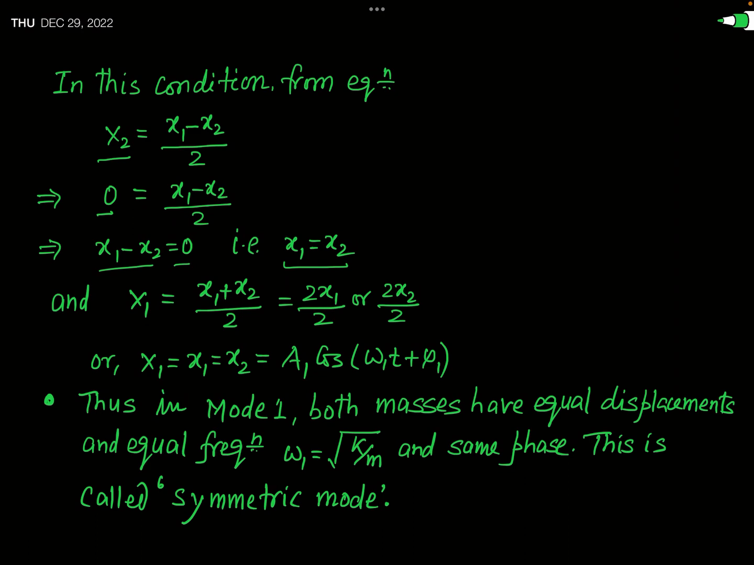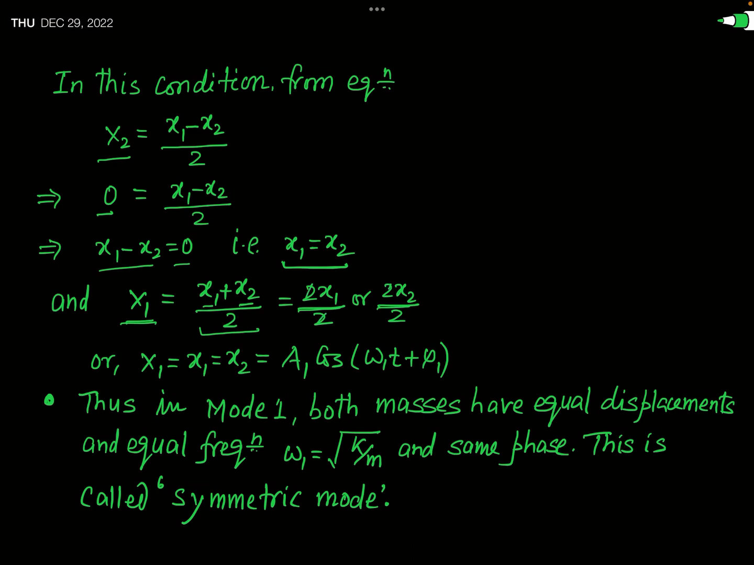Okay? Now, what will be the value of capital X1 in this case? You can see. We have defined this capital X1 as small x1 plus small x2 divided by 2. Okay? But as we have seen, in this condition a small x1 is equal to a small x2. So when we write x1 instead of x2, our result will be 2x1 divided by 2. And if we replace x1 by x2, then our result will be 2x2 divided by 2.